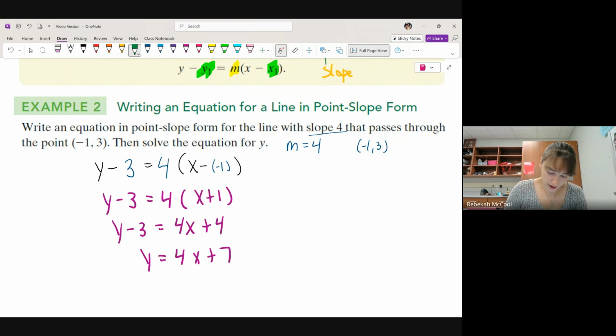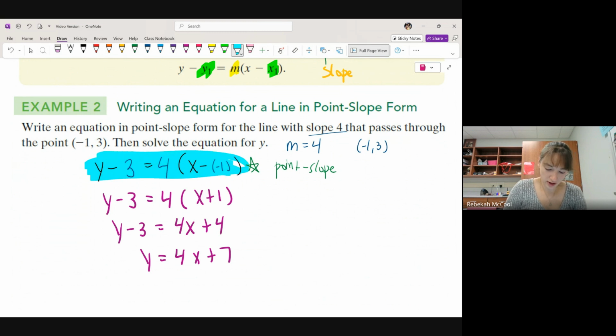So what we have here is our point slope form. We'll highlight it. This is point slope form, where I can see the point as the coordinate, and I can see the slope out front. This one, it turns out, is actually going to be our slope intercept form.